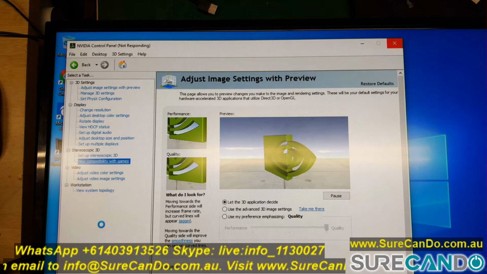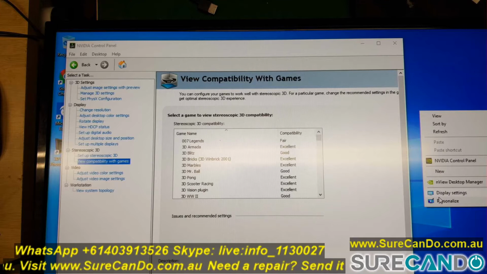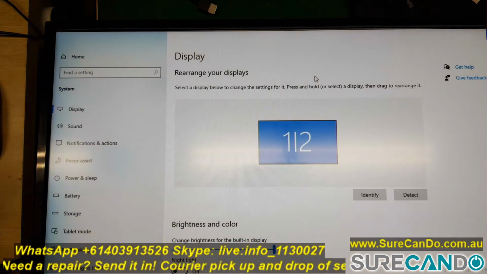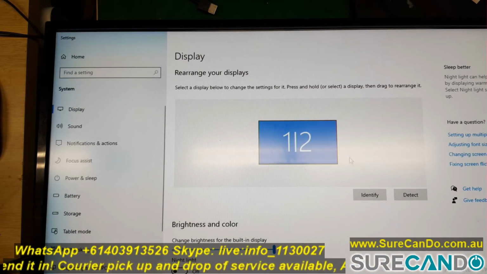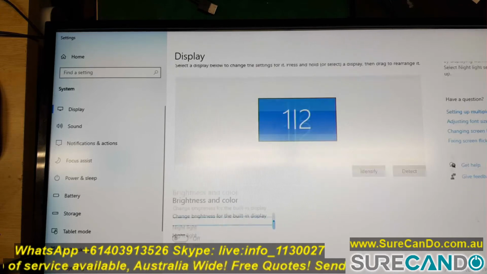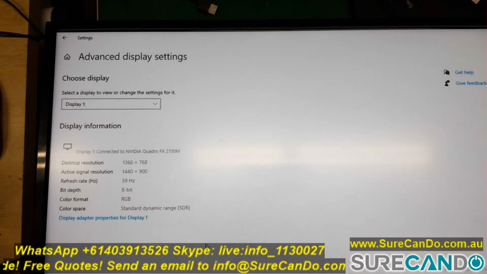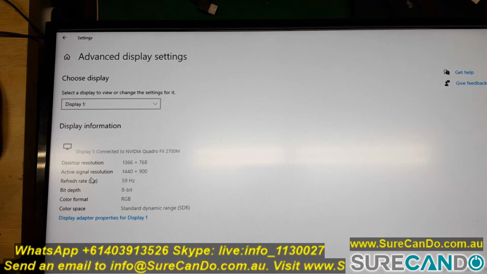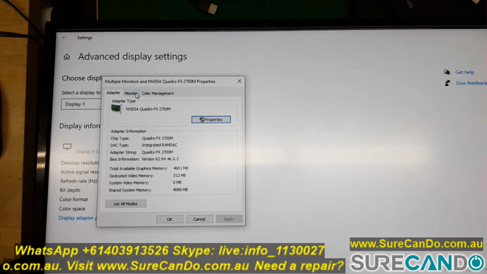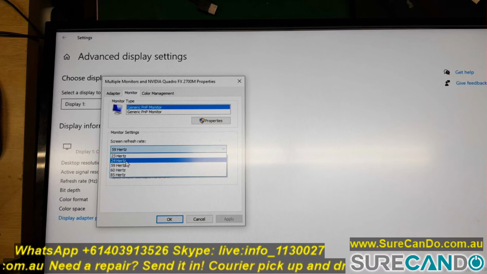Let's have a look at display settings. So bear with me here. Fix screen flickering, no. Refresh rate, right. Here we go. Hey, look at that. I guess this graphics card, I don't know if it's related to the graphics card, you tell me. I'm going to try 85 Hertz.